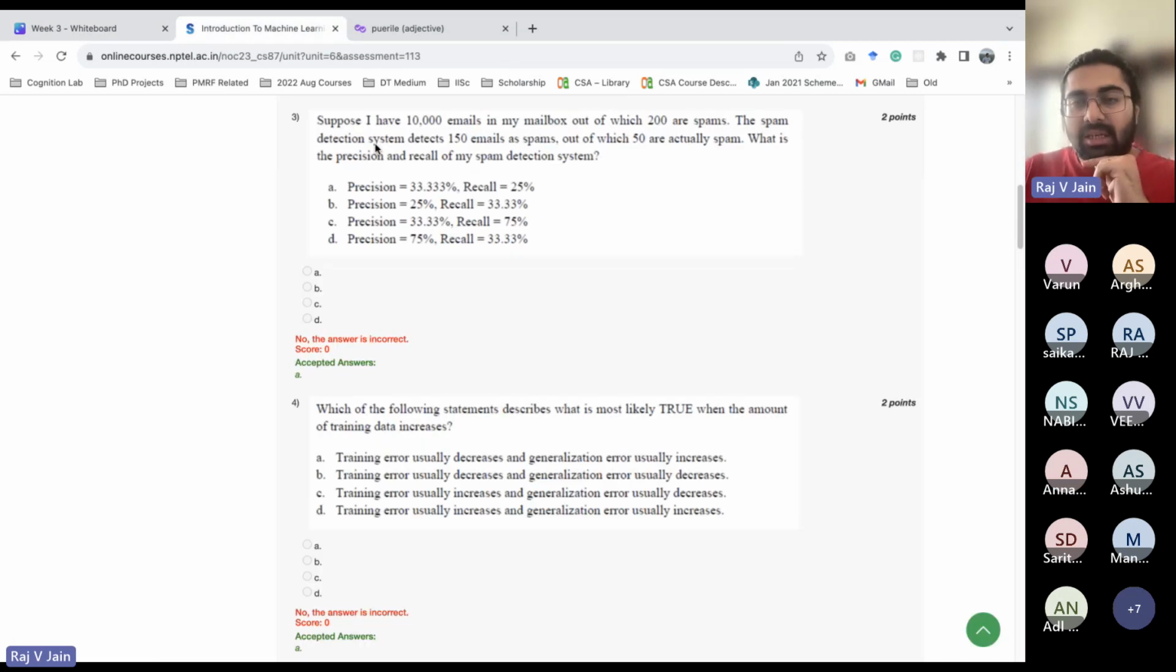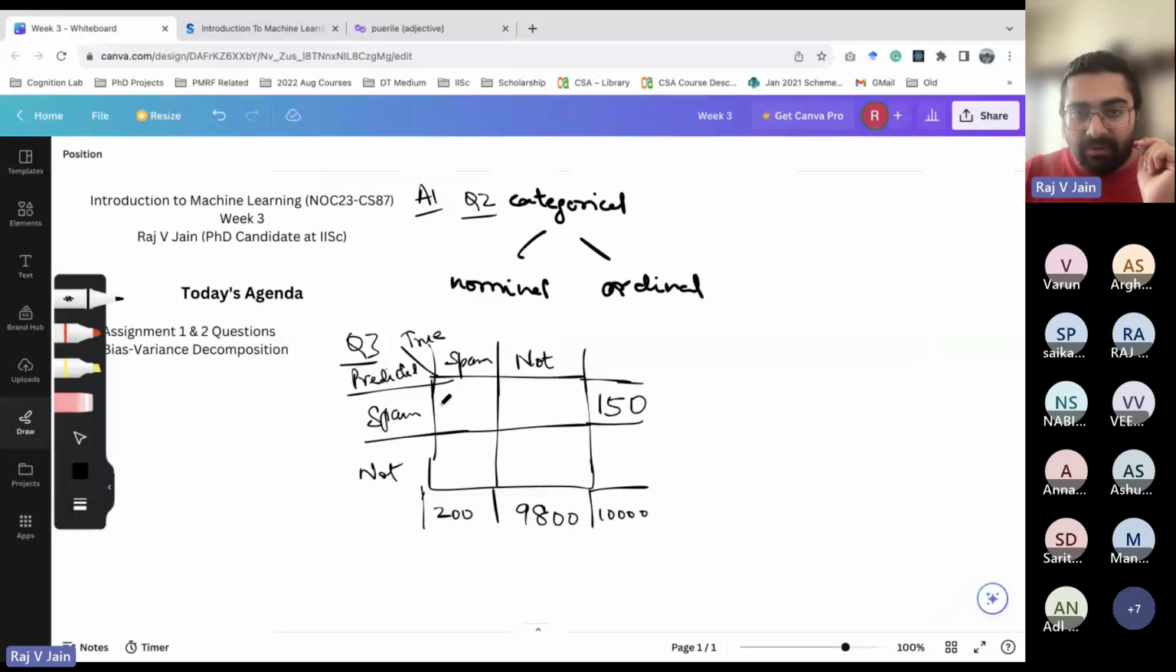Then the next tells you that out of which 50 are actually spam. So out of 150, 50 are actually spam. That is this column. So remaining is 100, right? Now you can fill the whole table. 200 minus 50, this is 150, right? 9,800 minus 100 is 9,700, right? And this sum is 10,000. So all good. Now, what have we asked?